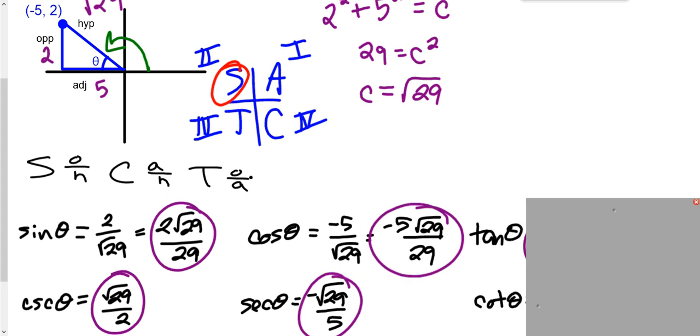Finally, we have tan. Oh, and I just wanted to mention that we have to rationalize our cosine answer. Multiply the numerator and denominator by rad 29. That's how you get negative 5 rad 29 over 29.